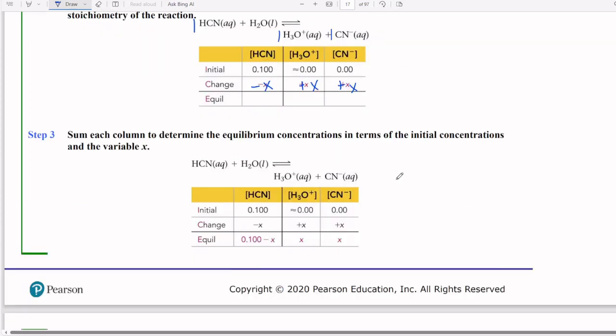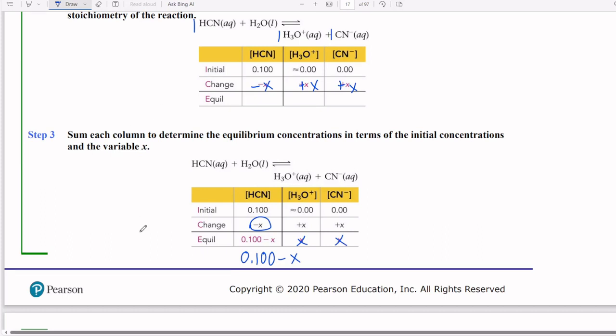That was our change in concentration, and now we need to write the equilibrium expression for each of these. If we lose X amount of the HCN, then at equilibrium we're going to have our initial concentration, which was the 0.100 molar, minus that X that we lost for our starting material. And for our products we will have gained X of the H3O plus, and X of the cyanide.